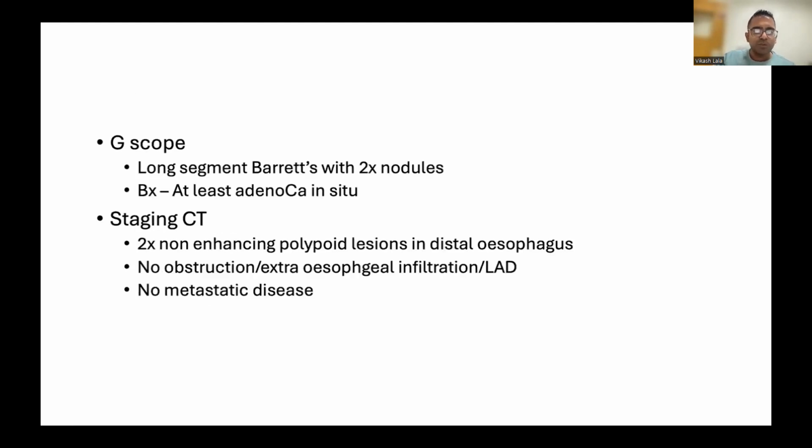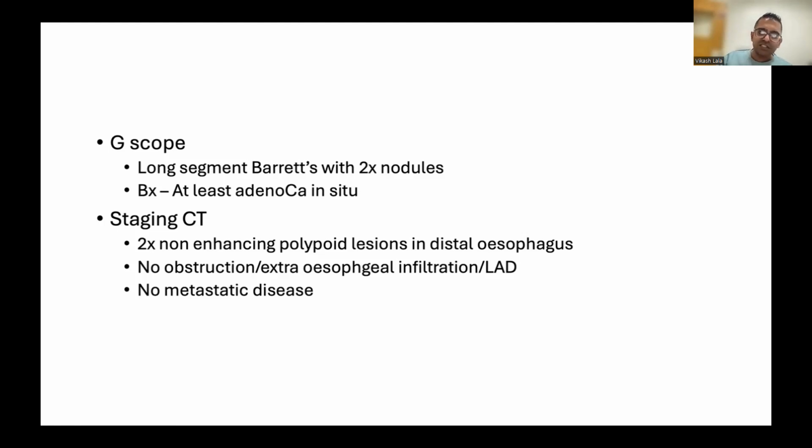The patient had a scope by a previous endoscopist who noted a long segment of Barrett's with 2 concerning nodules, and they were biopsied and showed at least adenocarcinoma in situ. So remember, biopsies don't get deeper, and that's why your pathologist is going to say at least, because we're not sure what's happening deeper than that. Your biopsy hasn't gone deeper, so they can't tell you how far down it's going.